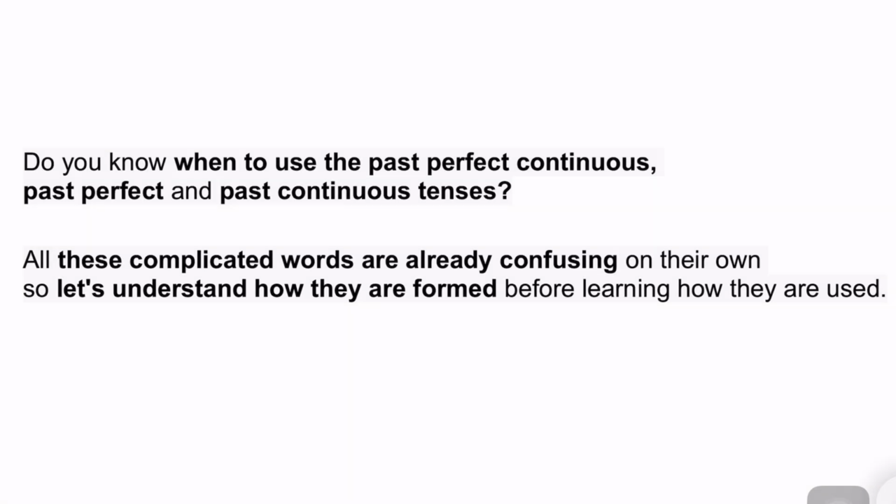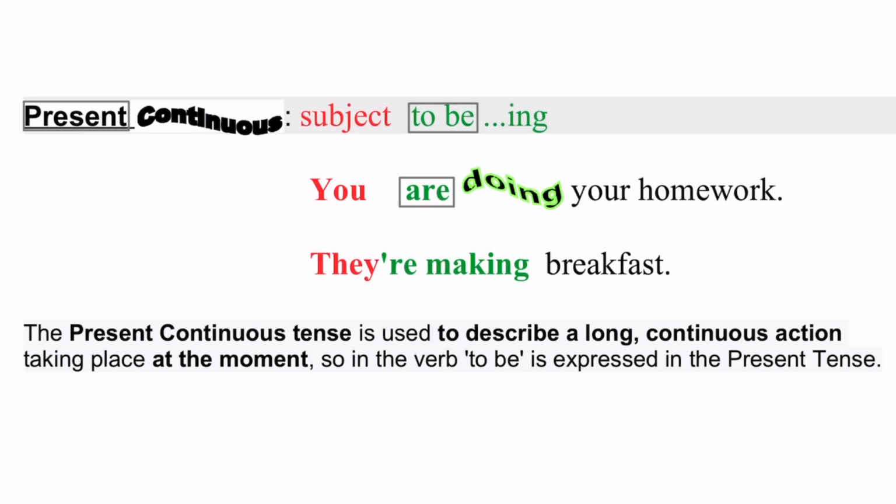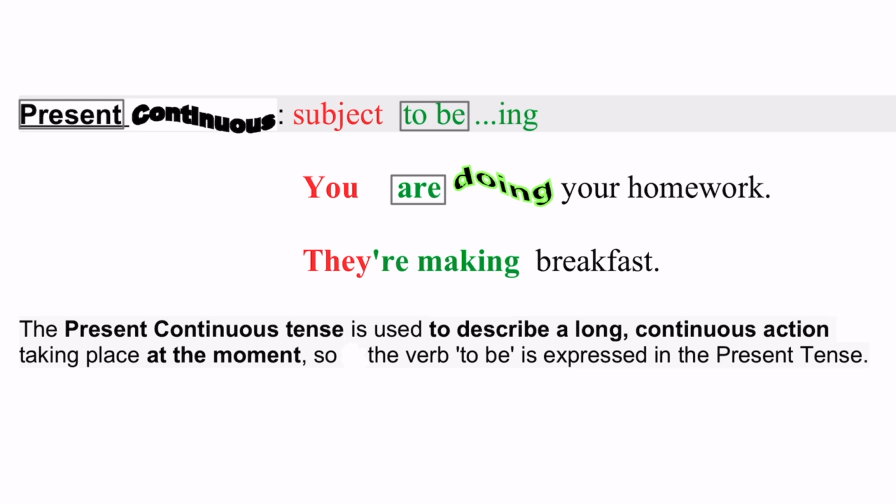Do you know when to use the past perfect continuous, the past perfect and the past continuous tenses? All these complicated words are already confusing on their own. So let's understand how they're formed before learning how they're used. The present continuous is formed by taking the subject, the verb to be and the ing form. For example, you are doing your homework. They're making breakfast. The present continuous tense is used to describe a long continuous action taking place at the moment. So the verb to be is expressed in the present tense.